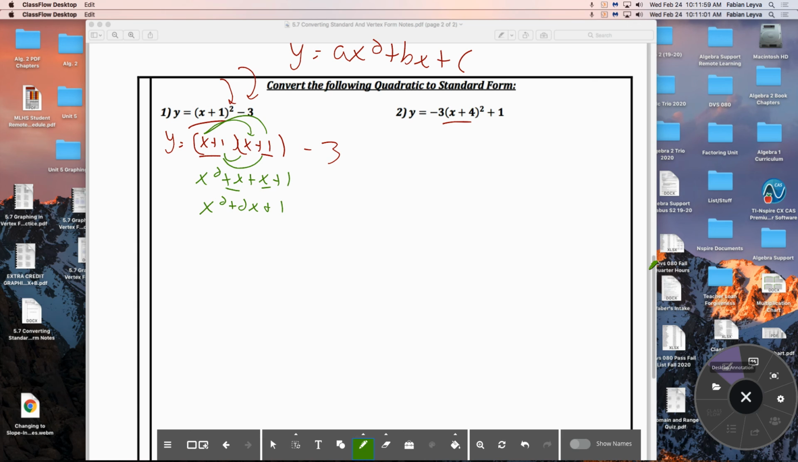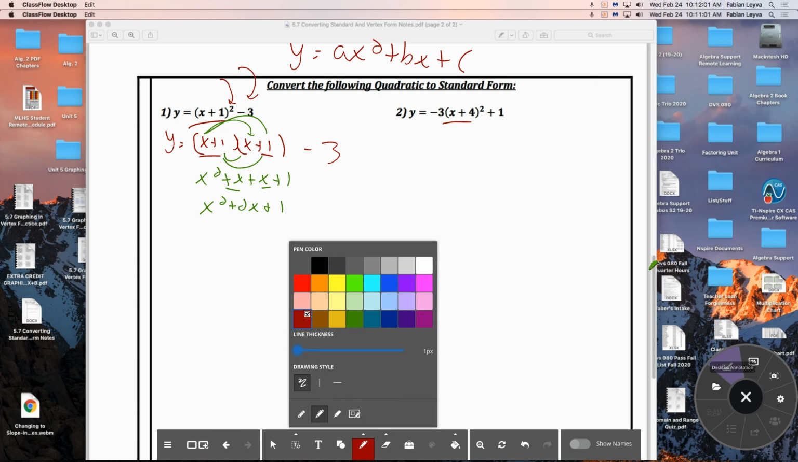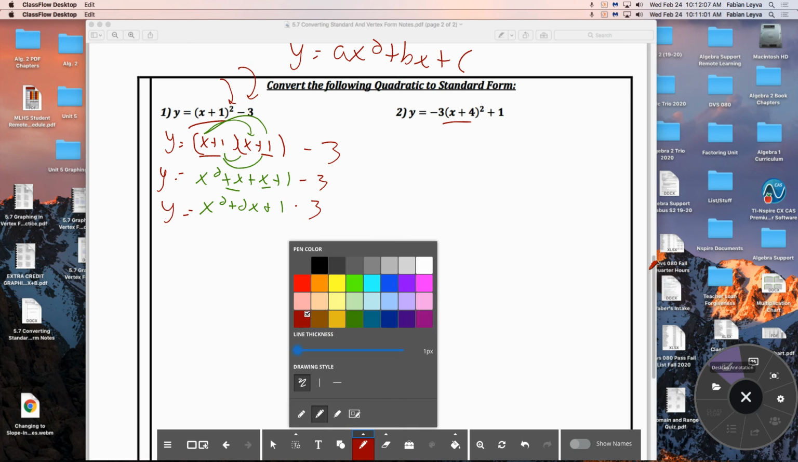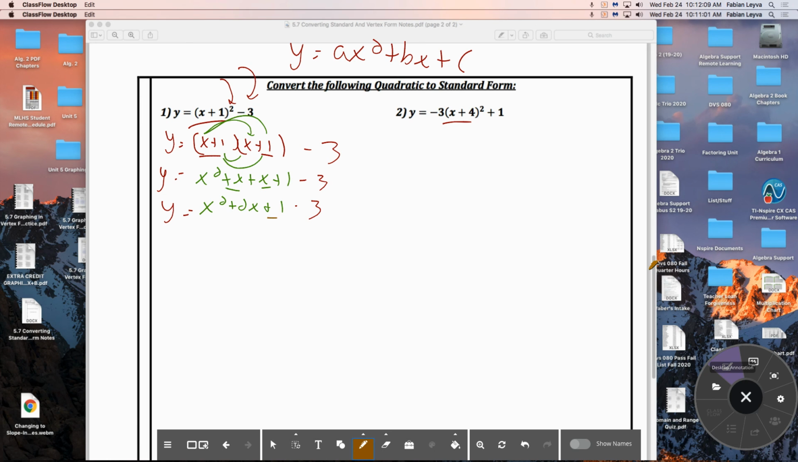Don't forget everything else is going around. Keep in mind that you're doing a problem within a problem. This minus 3 is still hanging out. You still have y equals out in front. And now you're ready to combine like terms. Now notice the positive 1 minus 3 you can combine. So you end up with x squared plus 2x minus 2, because a positive 1 minus 3 is a negative 2. So now you have standard form. Notice that you know what your A is, your B is, your C is, and you can move on.